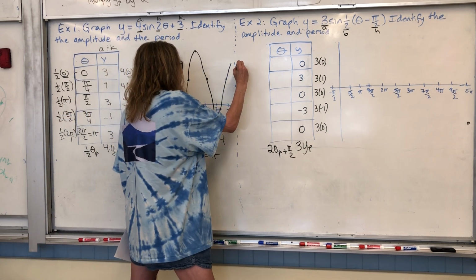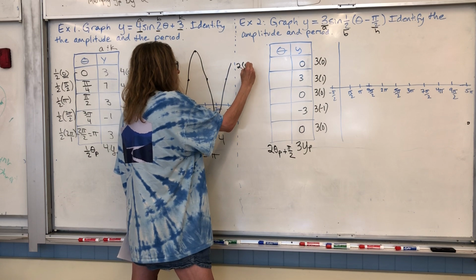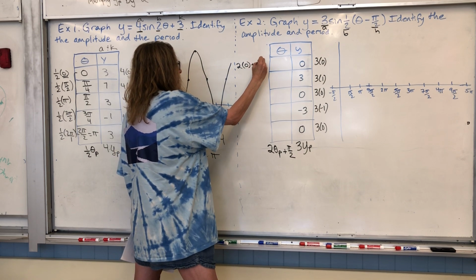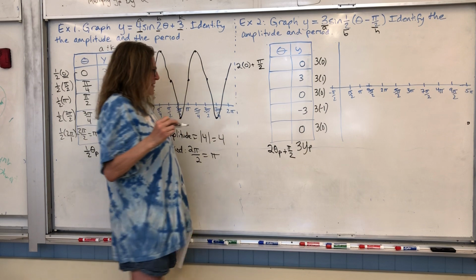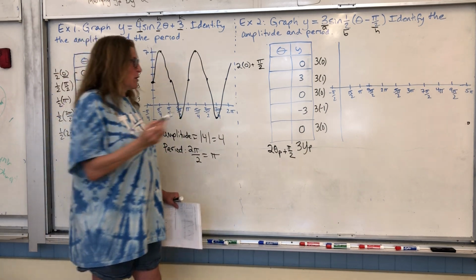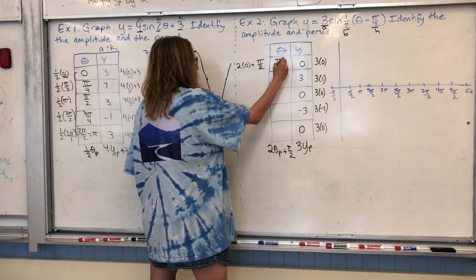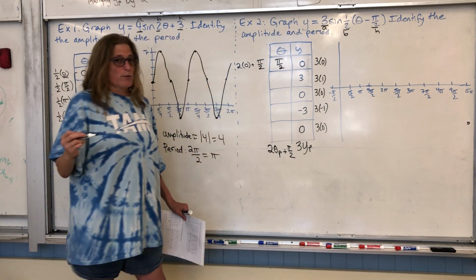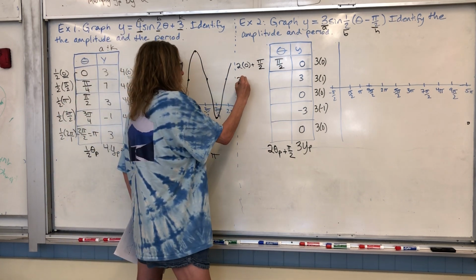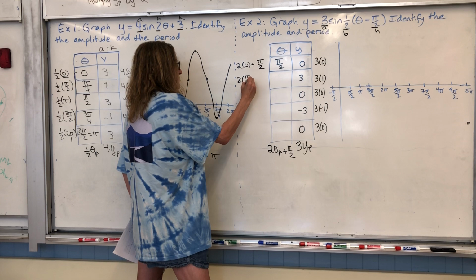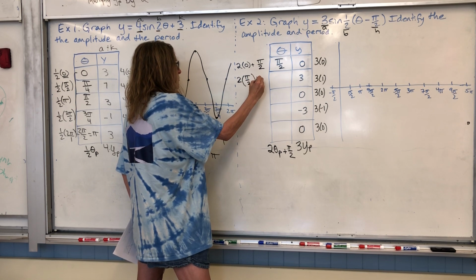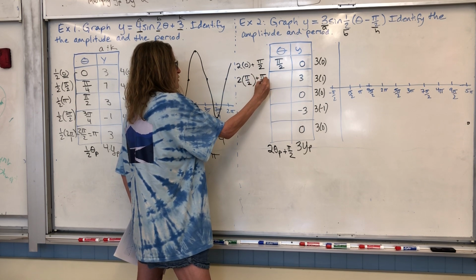Okay, let's do this. So with 0, the first value is not so bad doing the math. So 2 times 0 is 0, plus pi over 2 is pi over 2. Here's the part where people don't like it. 2 times the second parent value is 2 times pi over 2 plus pi over 2.